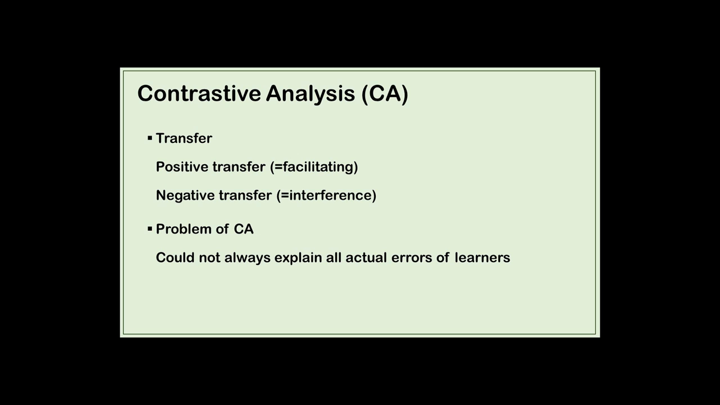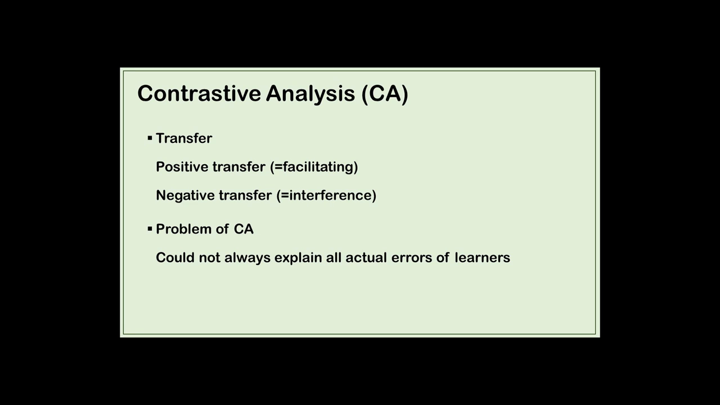CA also presented the concept of transfer in the second language learning process. There are two types of transfer, which are positive transfer and negative transfer. When L1 and L2 have a structural similarity, positive transfer from learners' L1 to L2 occurs. On the contrary, when L1 and L2 have a structural difference, negative transfer from learners' L1 to L2 occurs, and it causes difficulties in the learning process.